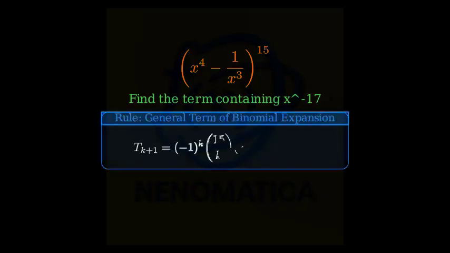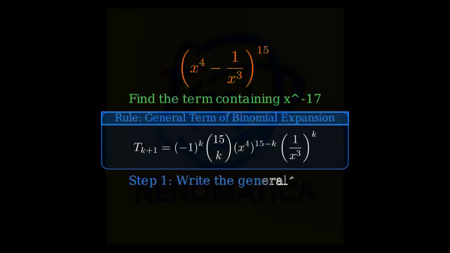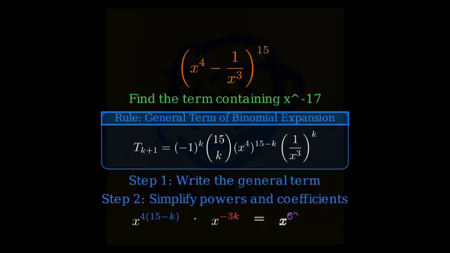Step 1. Write the general term of the expansion using the binomial theorem. For the k plus first term, t sub k plus 1 equals negative 1 to the k times 15 choose k times x to the 4th to the power 15 minus k times 1 over x cubed to the power k.